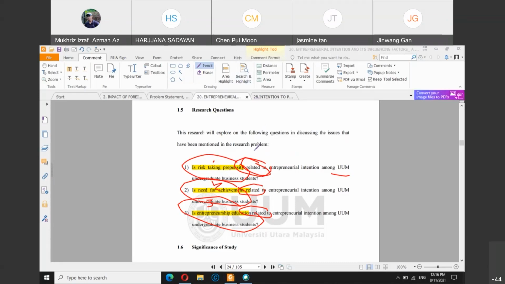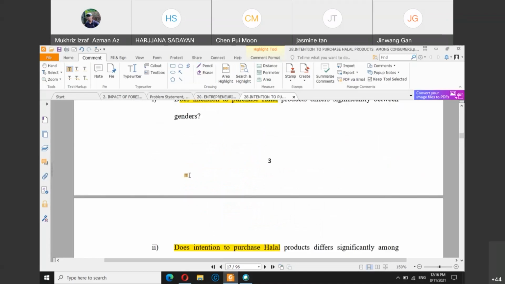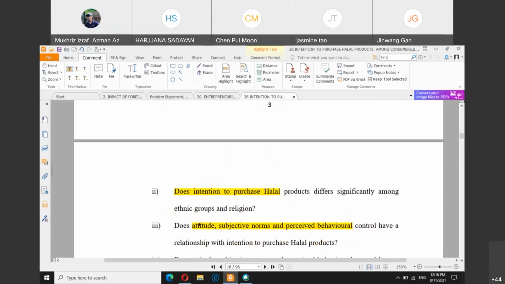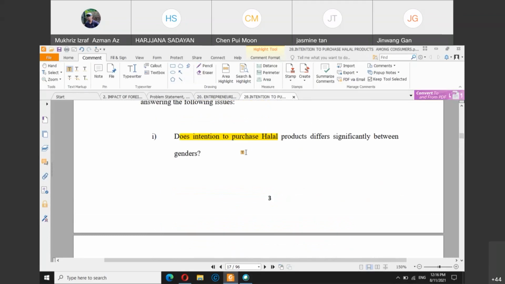So these three factors, these three variables, if you look at this particular thesis, intention to purchase halal product, does it differ significantly between gender? So the factor of gender, ethnic groups, and the other factors here, subjective norm, these factors that can influence the intention to purchase halal product, you must mention somewhere in the background which study has actually discussed that gender will be an important factor to determine whether you want to buy halal products or not.